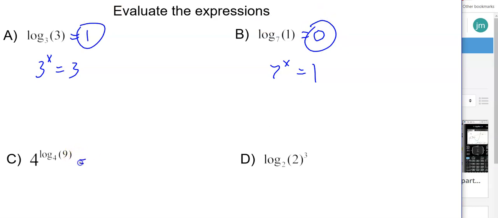This one, trying to figure out what that's equal to. I would just do this and go, okay, the answer is 9. But if you don't see that, you can put it into log form. So this would be log base 4 of a number, let's call it x, equals log base 4 of 9, the exponent. So x must be equal to 9, if that makes sense. x and 9 must be equal, therefore it's 9.